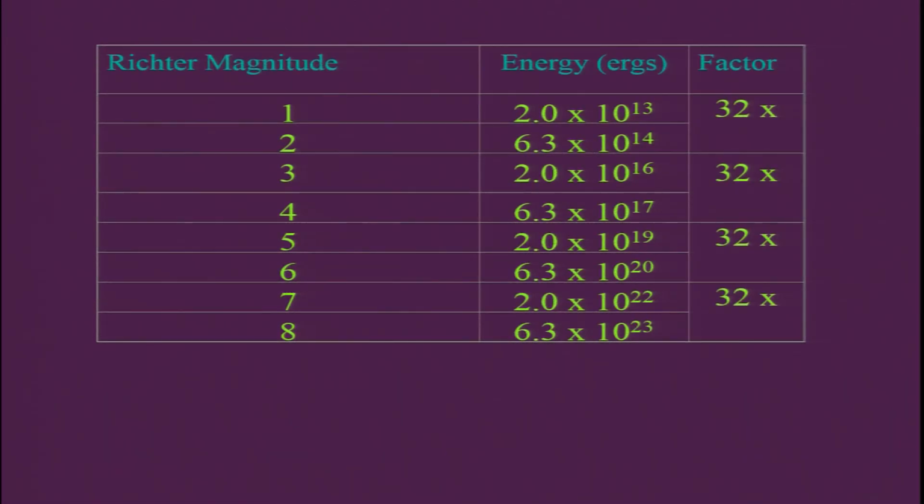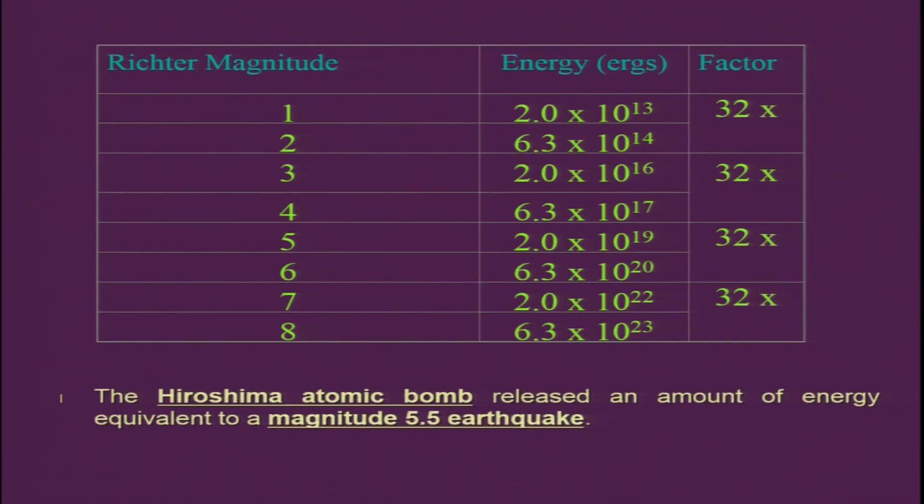This is just to make you understand the table, that you have a multiplication factor of 30 to 31 or 32. In the case of the Hiroshima atomic bomb, the amount of energy released was equivalent to a 5.5 magnitude earthquake. So this is almost a very small magnitude earthquake. You can understand how much energy will be released when you have an earthquake of 8 magnitude.